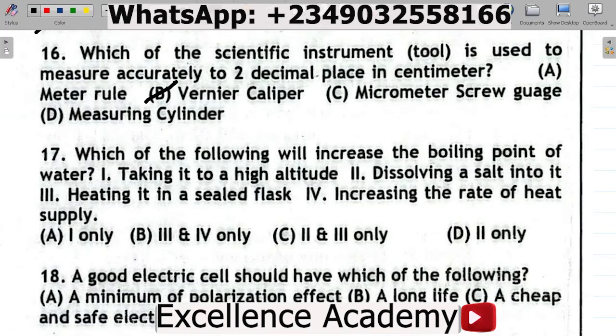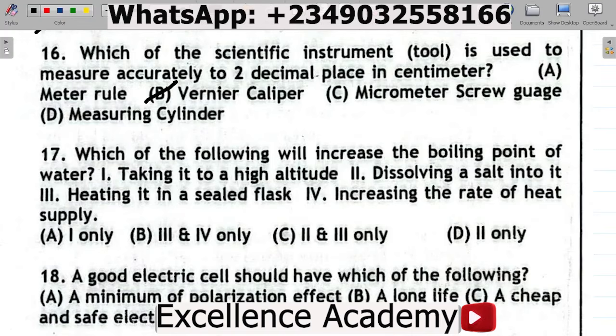It does not increase the boiling point. It just means that the rate or the speed at which water gets to its boiling point will still be the same thing. All right. III says heating it in a sealed flask. If you heat it in a sealed flask, it might delay, or depends on the material used to make the sealed flask, it might delay water from getting to its boiling point, but water will eventually get to its boiling point. So heating it in a sealed flask changes nothing.